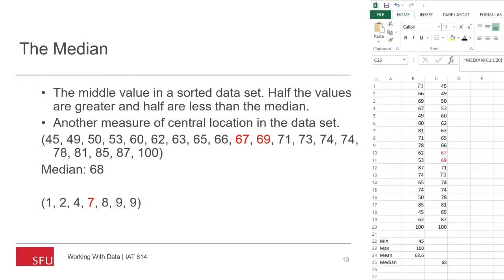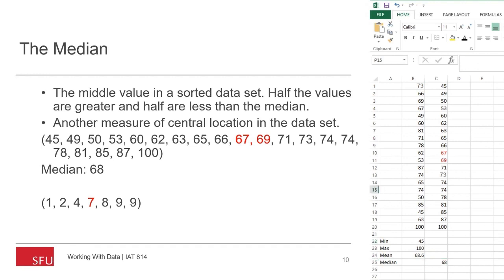So here in our Excel spreadsheet, I now have median identified, and the Excel call, as you can see here, is equals median, and I have the same values here, but they've been sorted, and I've identified in red 67 and 69 as being the two middle values. You can see that these are in sorted order from smallest to largest, and item 10 and item 11 are the two middle ones, because there are 20 items in the list. Taking the mean of 67 and 69 yields 68, and that's the median value.